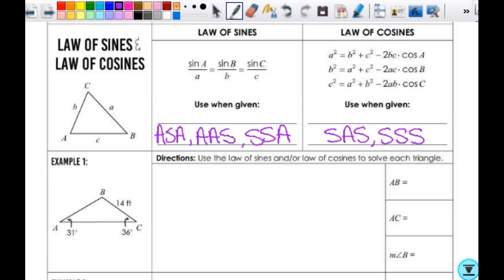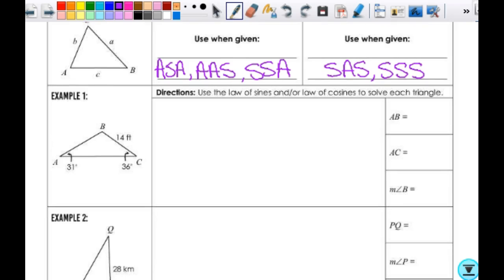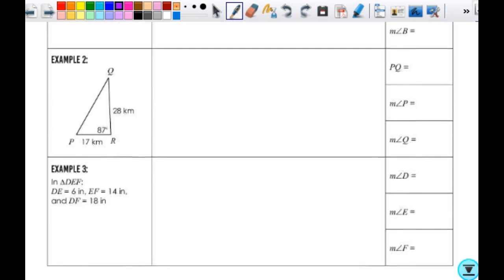But honestly, if you are not sure which one to use, if you try one of them and you get stuck and you can't substitute stuff in, it was probably the other one. I mean, sometimes when you hit the roadblock, that's how you figure out that you're doing it wrong. So we are going to jump to example 2.